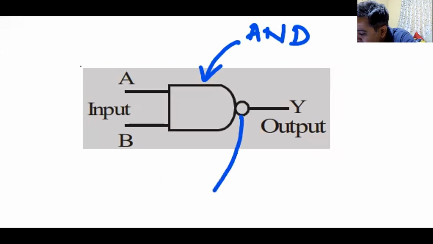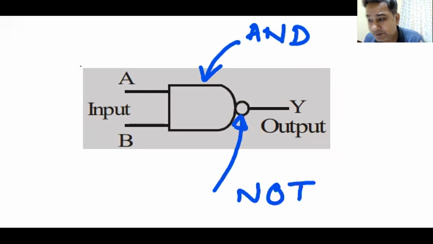This chota sa gola is your NOT gate. Do we understand this? Yes, sir. So this is a very slight difference between an AND gate and a NAND gate. This chota sa gola makes the AND gate the NAND gate. Will you remember this? Yes, sir.